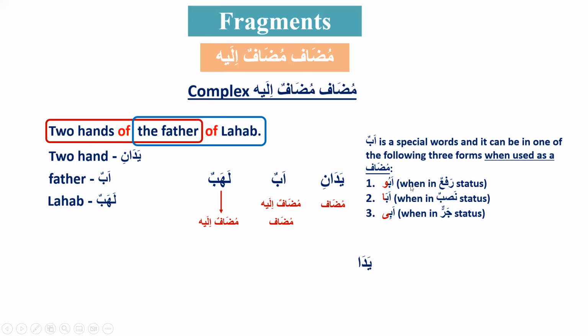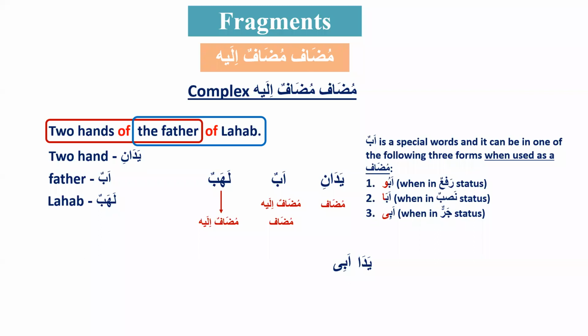When it is rafa, then it is abu. When it is nasab, it is aba. When it is jar, it is abi. So now you want to use abun as a mudaf. Which one will you use? Abu. Why? Because it's in rafa status. But this is also mudaf ilayhi as well, right? What is the status of mudaf ilayhi? So then it's abi, because of jar status. So jar status. Yada abi.